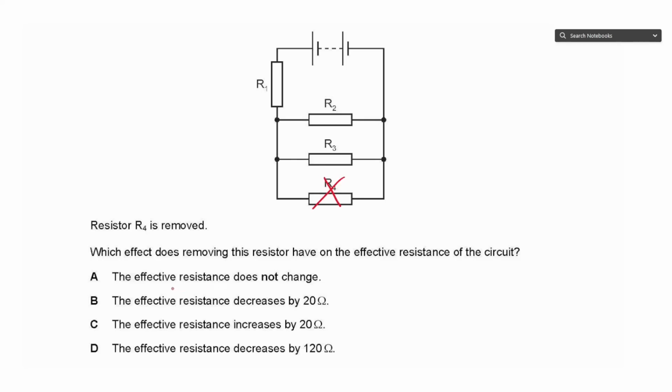So we see the choices first. The effective resistance does not change. No, it should increase. The effective resistance decreases. It does not decrease. Effective resistance does not decrease again in D. So the only choice here is increases by 20 ohms. So the answer is C.